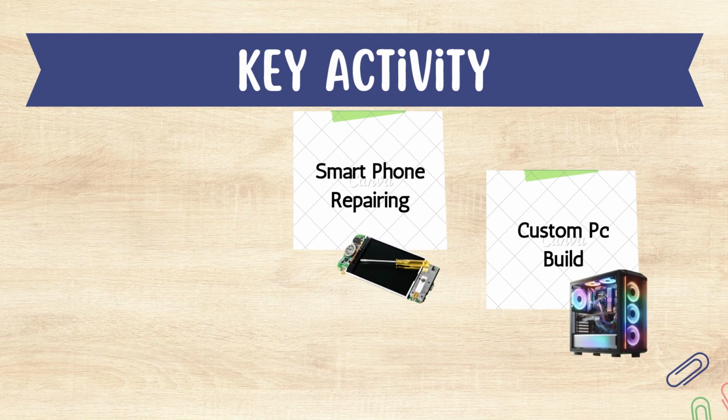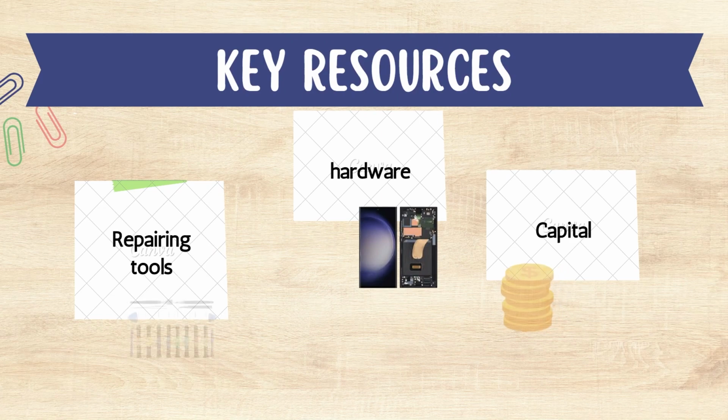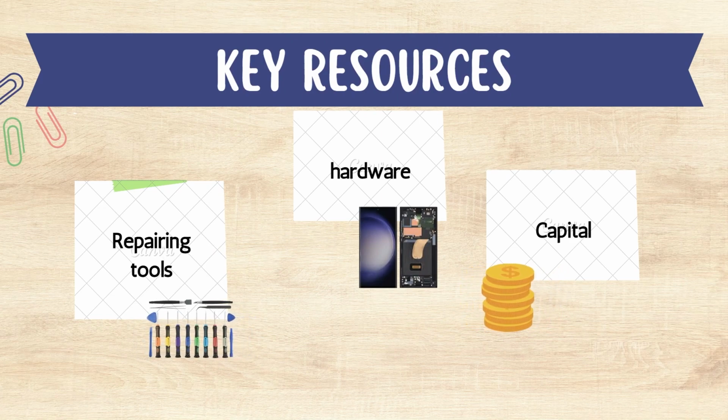So let's get into key activity. This company's main activity focuses on the repairing of electronics such as smartphones, laptops, and PCs, and several other small electronics. For the second one, we have the custom assembly of desktop PCs. This is reserved for someone who needs a high performing PC at a high price, beating pre-assembled PCs like Dell or HP.